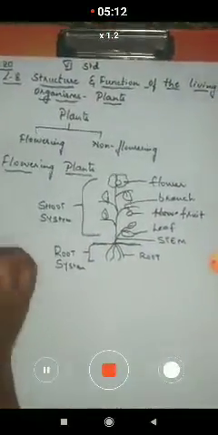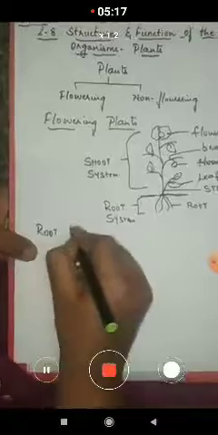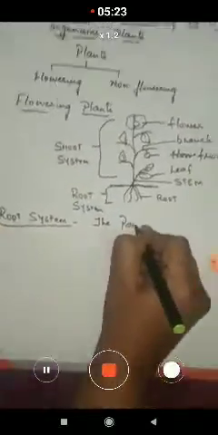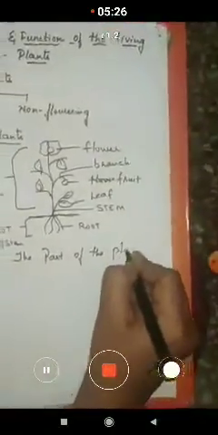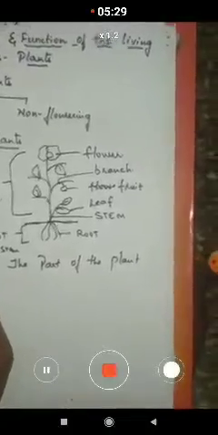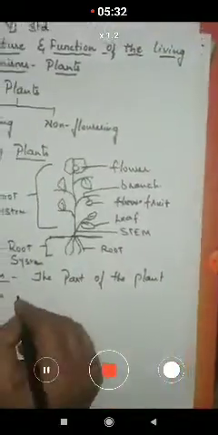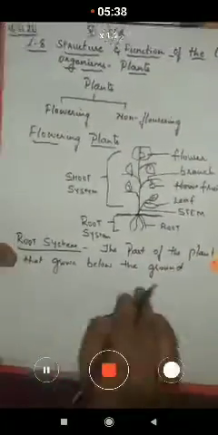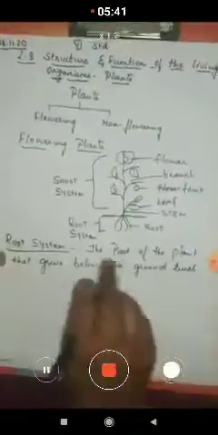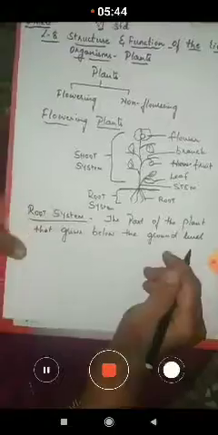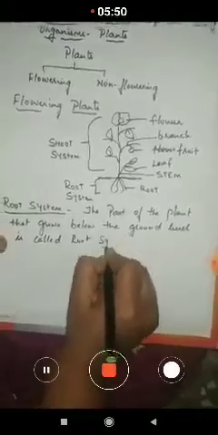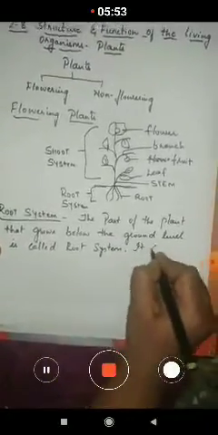So what is a root system, children? How will you define the root system? The part of the plant that grows below the ground level, that is, it grows under the soil, is called root system, and it consists of only the root.